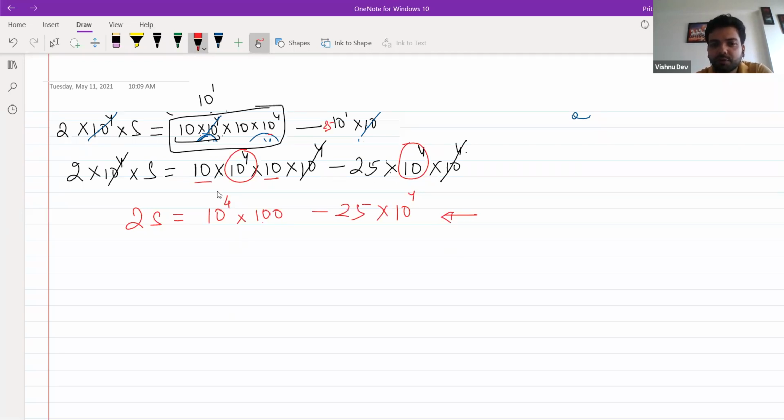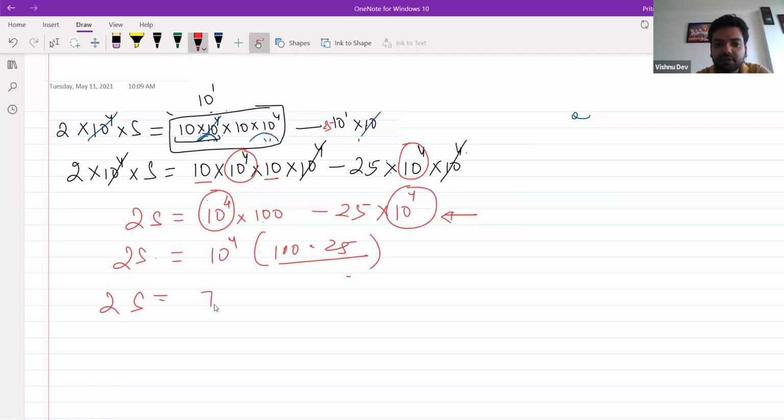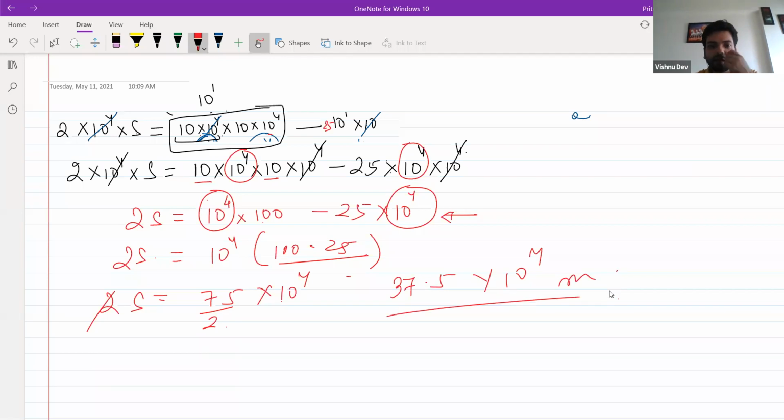Now we take this 10 to power 4 common from both the terms. So we get 100 minus 25, and that is 2s. So 2s is 100 minus 25, that is 75 into 10 to power 4. And we divide by 2. So we get 37.5 into 10 to power 4 meters. I hope this is understood now to all. Yes, sir. Okay.